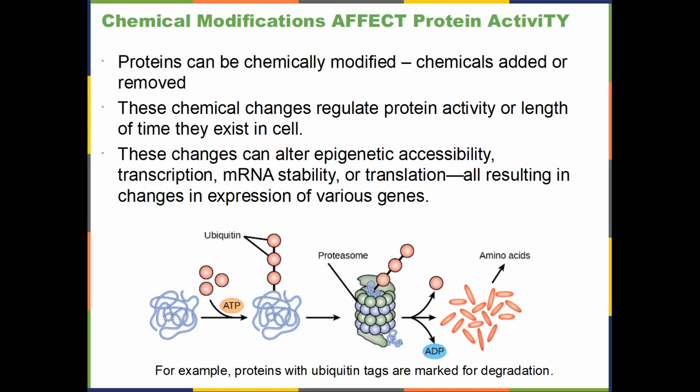So these changes can alter epigenetic accessibility, right? So it kind of makes a full circle here. mRNA stability or translation, all resulting in changes in expression of various genes. All right, so for example, proteins that are marked with ubiquitin, they're going to be degraded, right? So this is one example of ways in which expression of a gene can be regulated at the protein level, all right?